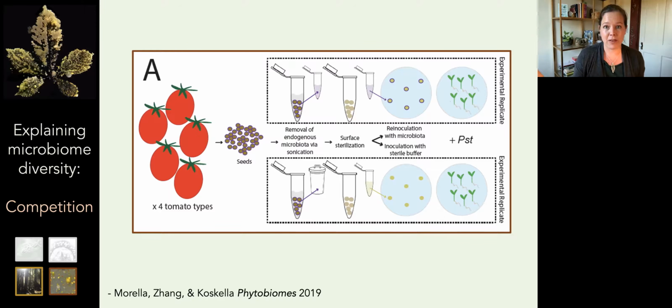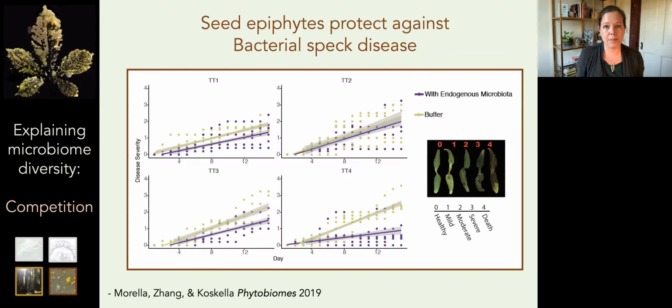They collected the epiphytic microbiome and then surface sterilized the seeds, so as to rid them of any remaining bacteria. They then germinated those seeds in water agar under sterile conditions, either with a re-inoculation of the resident microbiome or without the resident microbiome. Once the seedlings had germinated, they challenged them with a plant pathogen, Pseudomonas syringae, which causes bacterial speck, and then followed disease progression over time.